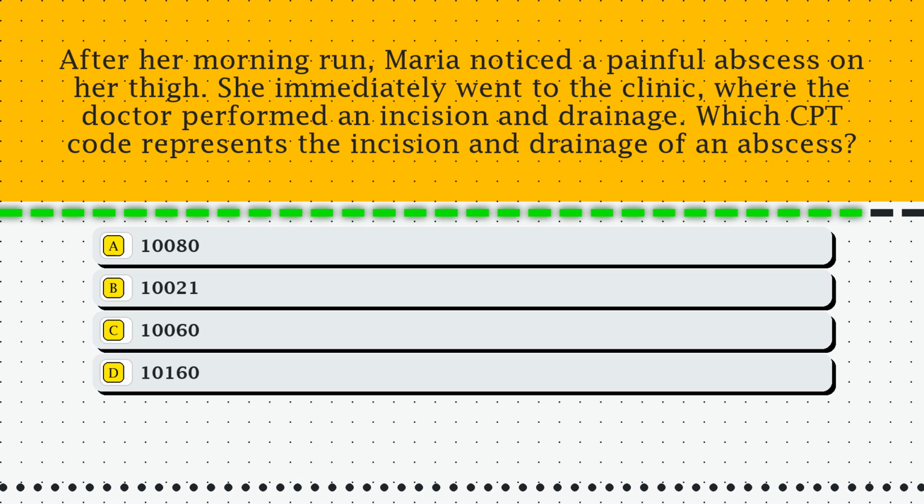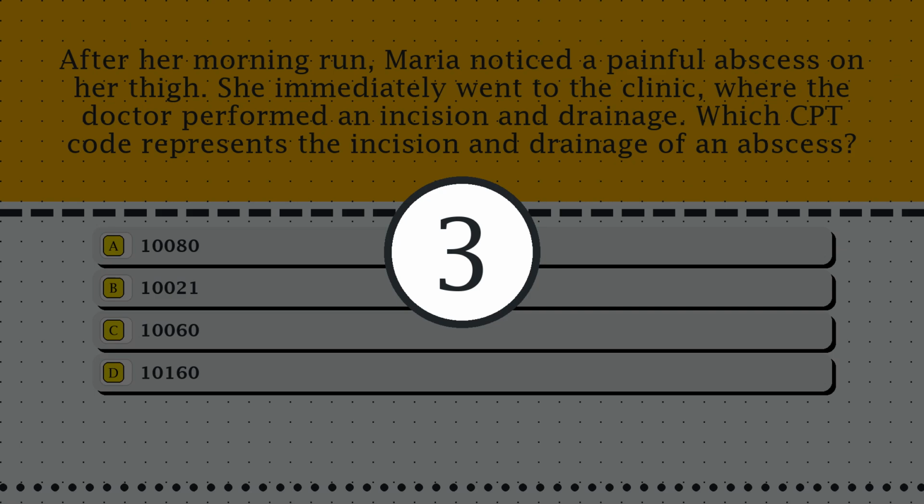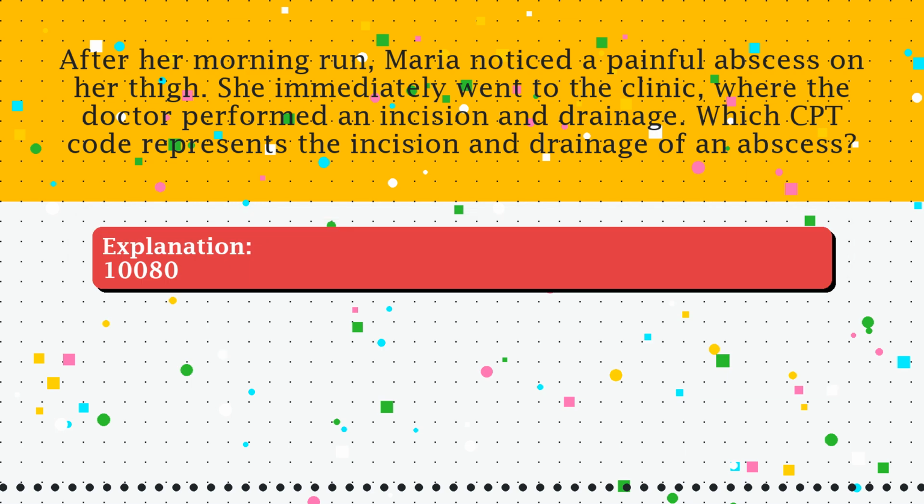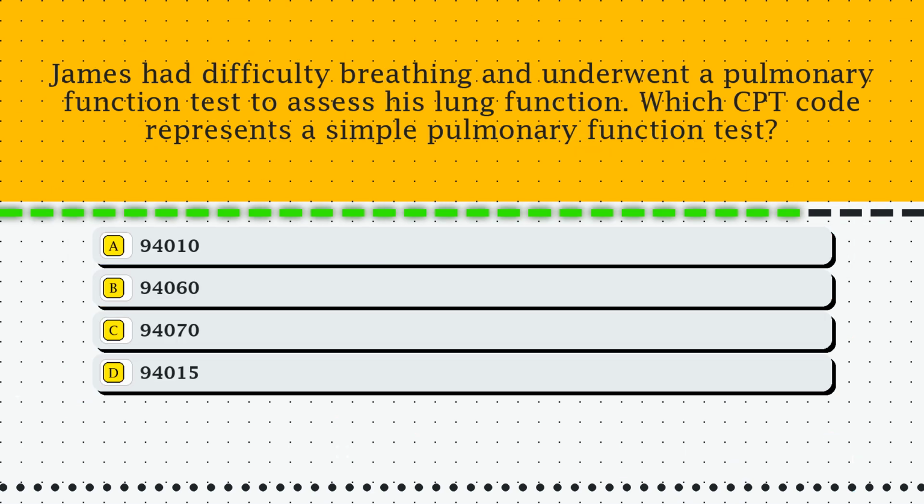Question 247. After her morning run, Maria noticed a painful abscess on her thigh. She immediately went to the clinic, where the doctor performed an incision and drainage. Which CPT code represents the incision and drainage of an abscess? Option A, 10,080. Option B, 10,021. Option C, 10,060. Option D, 10,160. The correct answer is option A, 10,080.